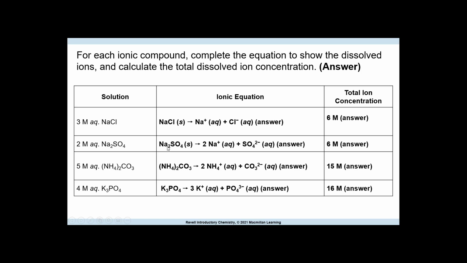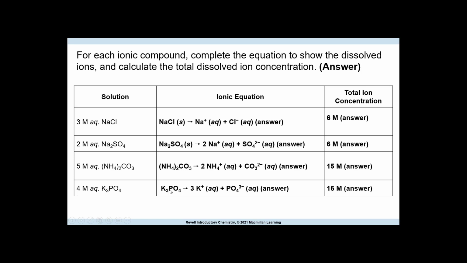Here we have sodium sulfate. So this would be 2 times 2, that's 4. And this 2 times 1 is 2, so 4 plus 2 is 6. Here we have a 5 molar concentration. 2 times 5 is 10. 1 times 5 is 5. 10 plus 5 is 15 for a total ion concentration.